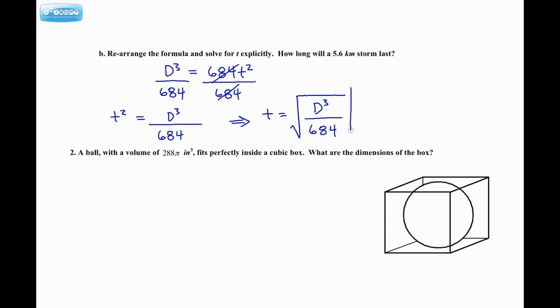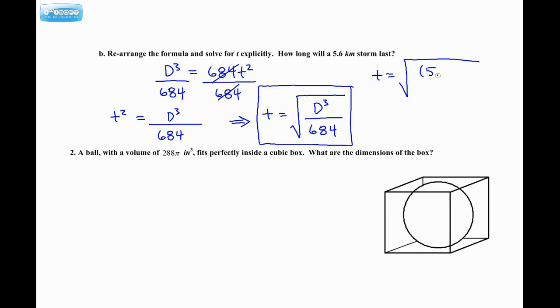There we go. So that is a formula for t explicitly. Now all we need to do is evaluate t and work it out when d is specifically 5.6. T is the square root of d cubed, but d is 5.6 cubed divided by 684.